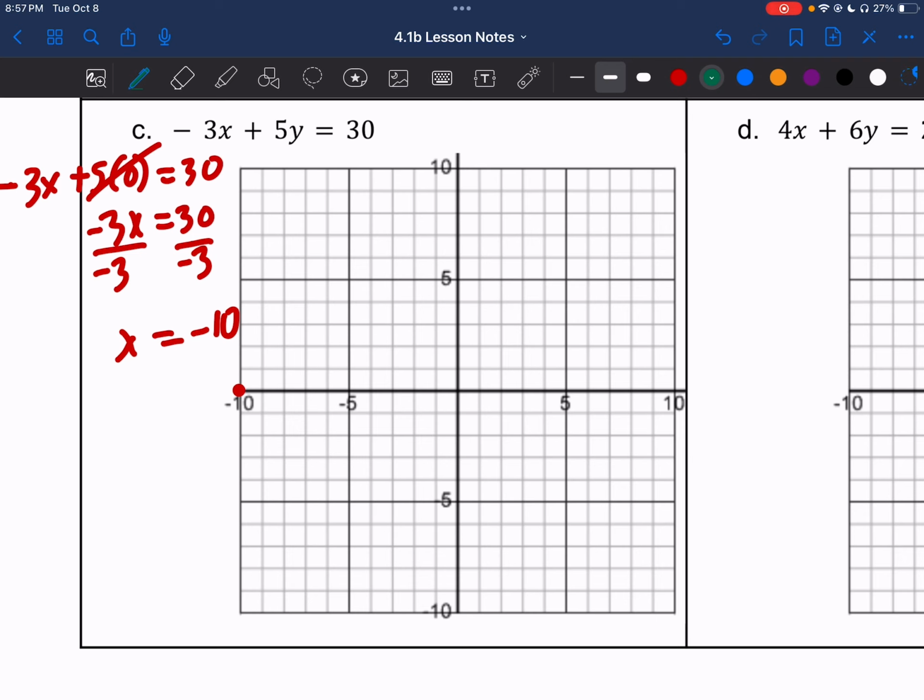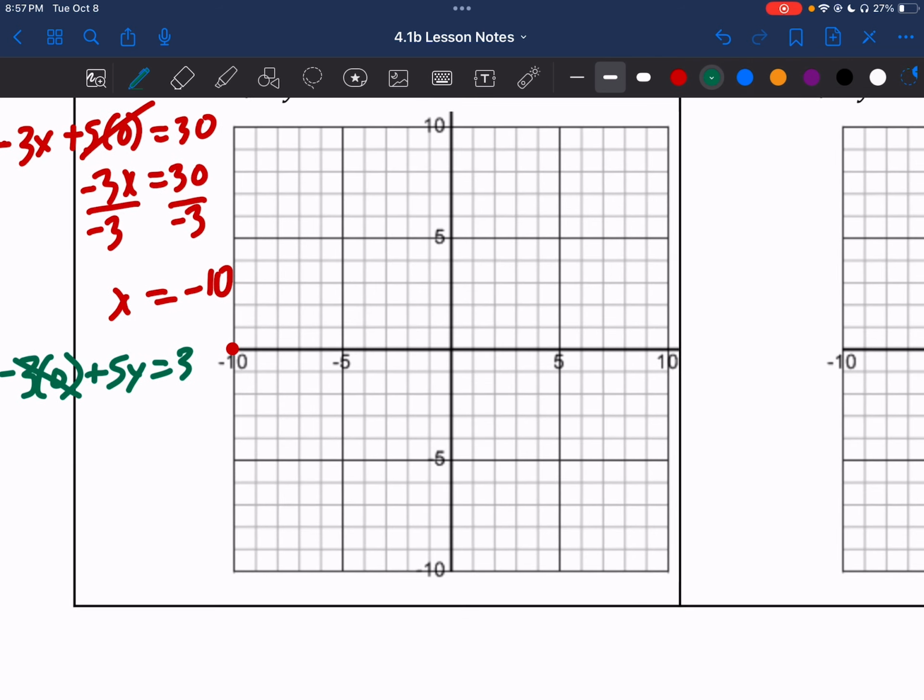Now, to find my y-intercept, we have negative 3 times 0 plus 5y is equal to 30. Negative 3 times 0 cancels out. 5y equals 30. And we divide both sides by 5. Y is equal to 6. So my y-intercept is at positive 6. And again, I'm going to draw my line in connecting these 2 points.